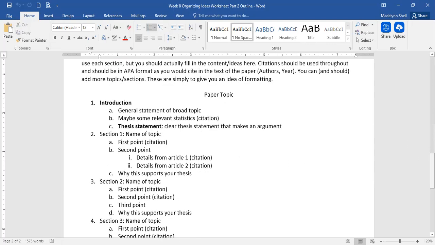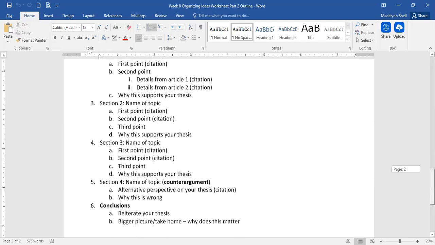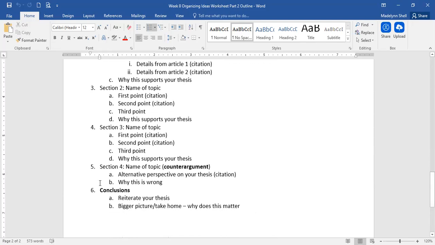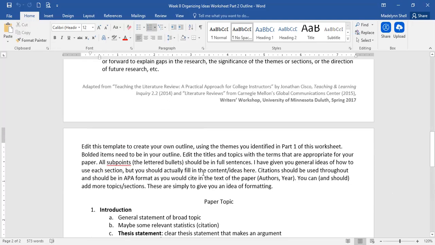Also, so that you know where your information is coming from, your citations should be used throughout, as in the example in the PowerPoint, and should be in APA format, as you would cite it in the text of the paper, so the authors and year. You can and should add more topics and subsections as needed. This is just to give you a basic starting point. And then you'll need your conclusions, reiterate your thesis, bigger picture. Okay, and so that is your assignment for the week.